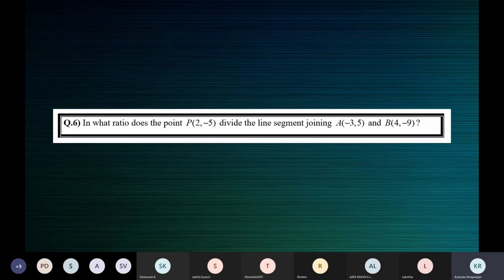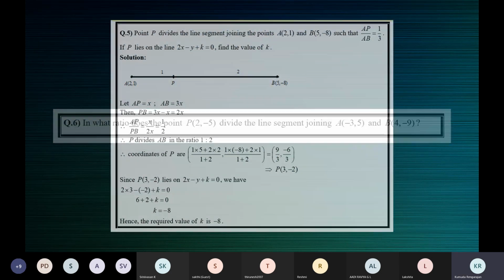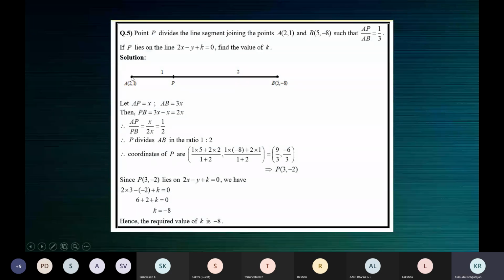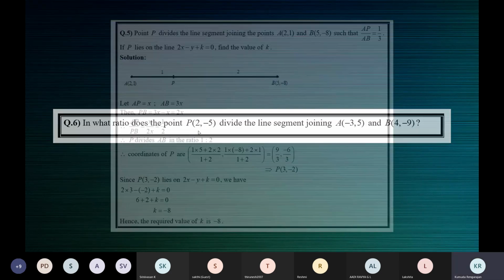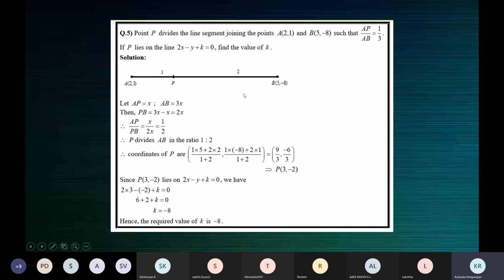Now, in this question, the ratio is not known. In what ratio does the point P(2, -5) divide the line segment joining A and B? A is given by (-3, 5) and B is given by (4, -9). Let's use the earlier figure. Here we are given the address of A, the address of B, and the address of P. With this information, we need to find the ratio.